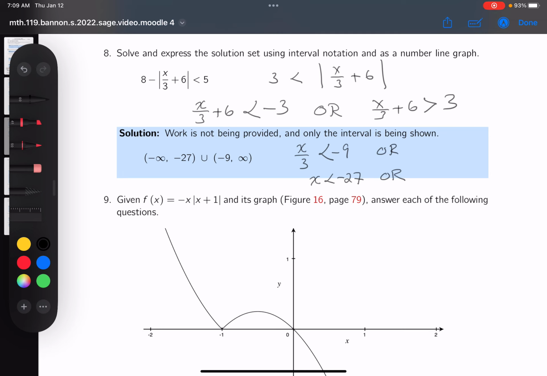And I want to do the next one. What would I do there? I would subtract 6 from both sides, and you would get x over 3 is greater than minus 3. Then I would multiply both sides by 3. What do you get? X greater than minus 9.